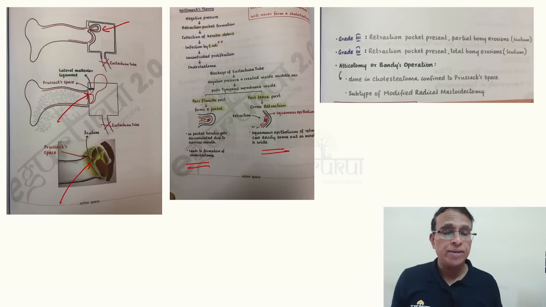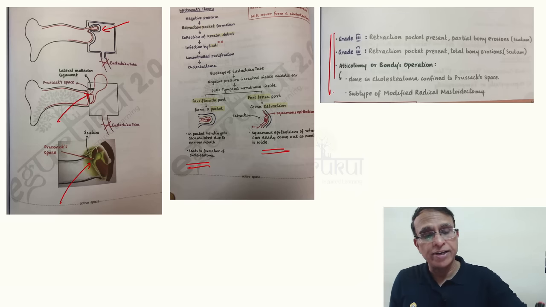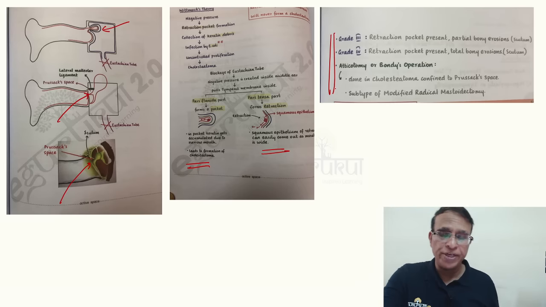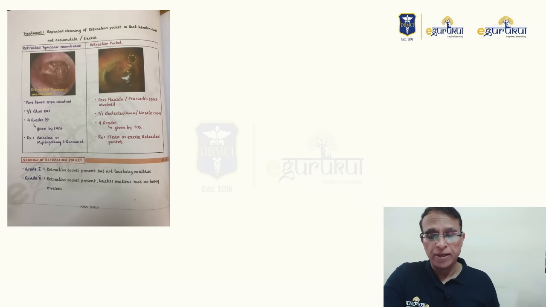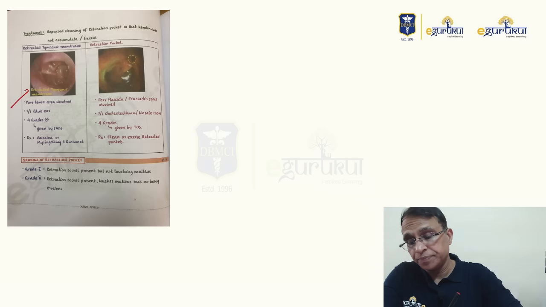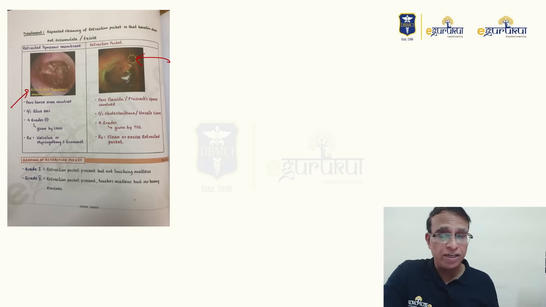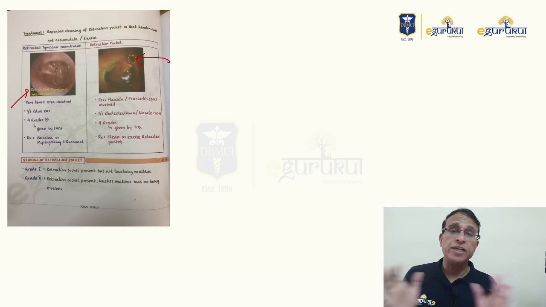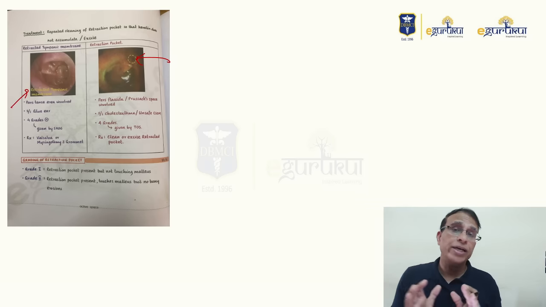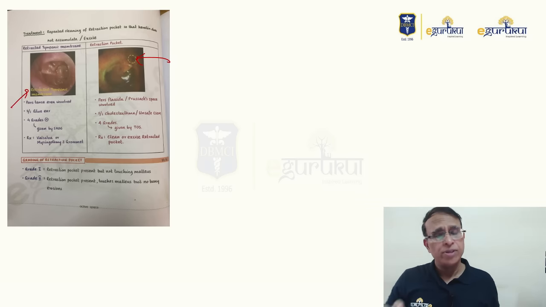I highly recommend it. And this is showing you the different gradings. Again, a PDF file image. Next one, the same thing with the image. See, this is a retracted tympanic membrane, and this is a retraction pocket of the tympanic membrane. Again, a PDF file image. And how do you differentiate between the two? What do they indicate? All that is given very, very nicely. So I highly recommend that you check this out if you don't have an idea.